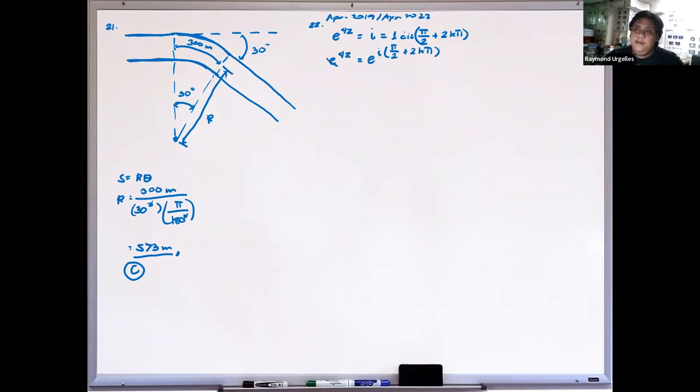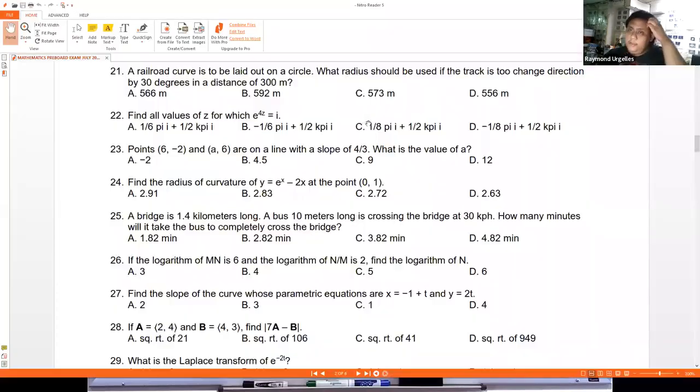So the e will just cancel here. Then z will be equal to 1/2 divided by 4, that's 1/8 pi i, plus 2 pi divided by 4, that's 1/2 k pi, multiplied by i. So this will be our answer. This is letter C: 1/8 pi i plus 1/2 k pi i.